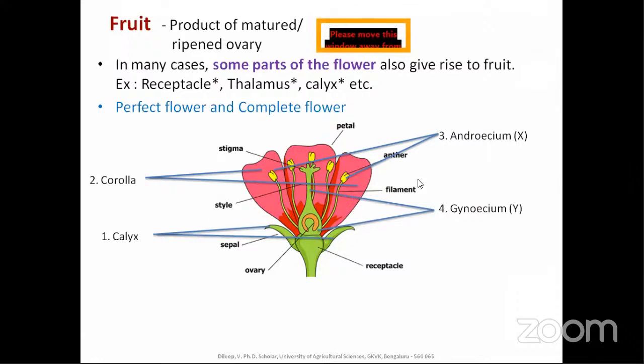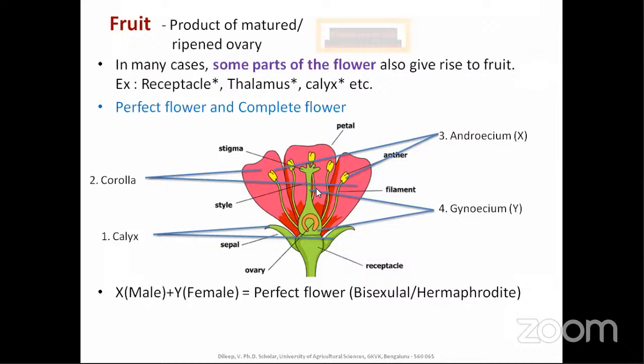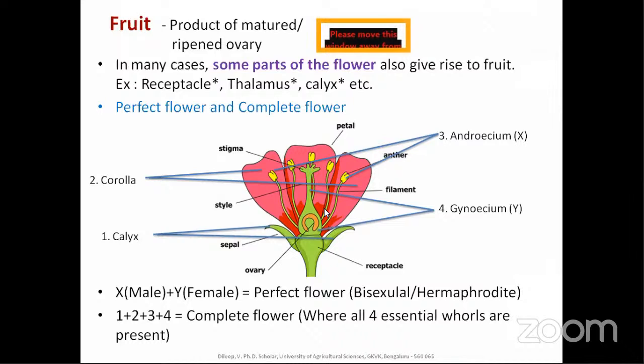These are called the essential whorls of the flower. When all four essential whorls of the flower are present, it is called a complete flower. And what is a perfect flower? A perfect flower is very simple. It is the presence of both male and female parts. When both male and female reproductive organs are present, the flower is bisexual, also called a hermaphrodite flower. So don't get confused. If the androecium and gynoecium are present, it is a perfect flower. And when all four essential whorls are present in a flower, it is called a complete flower.